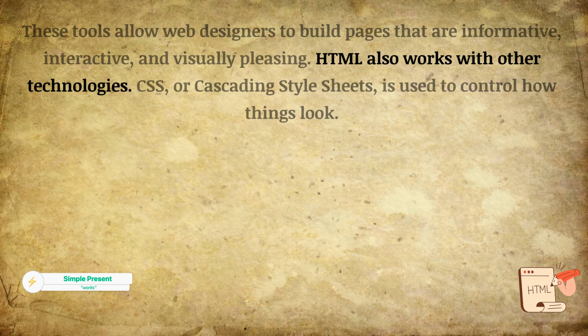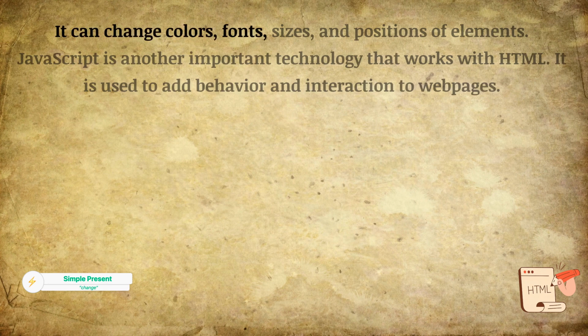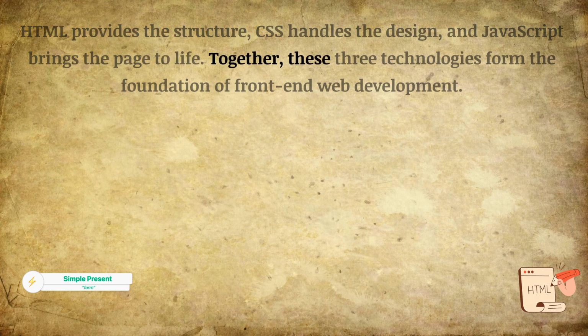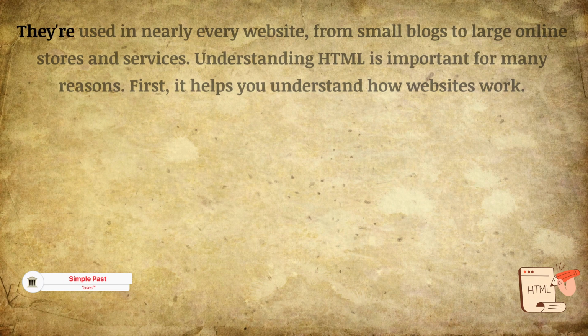HTML also works with other technologies. CSS, or cascading style sheets, is used to control how things look. It can change colors, fonts, sizes, and positions of elements. JavaScript is another important technology that works with HTML. It is used to add behavior and interaction to web pages. HTML provides the structure, CSS handles the design, and JavaScript brings the page to life. Together, these three technologies form the foundation of front-end web development. They're used in nearly every website, from small blogs to large online stores and services.